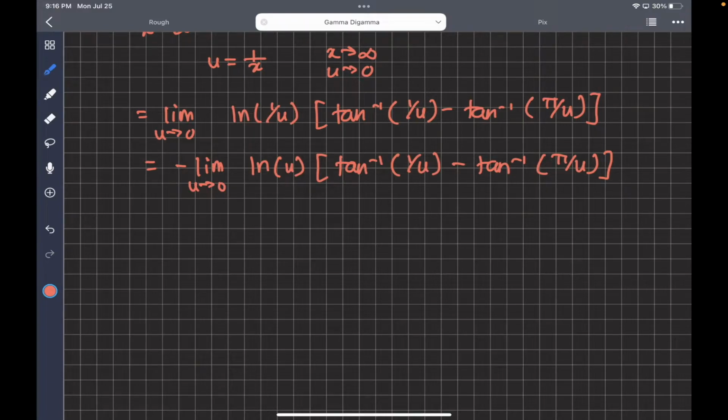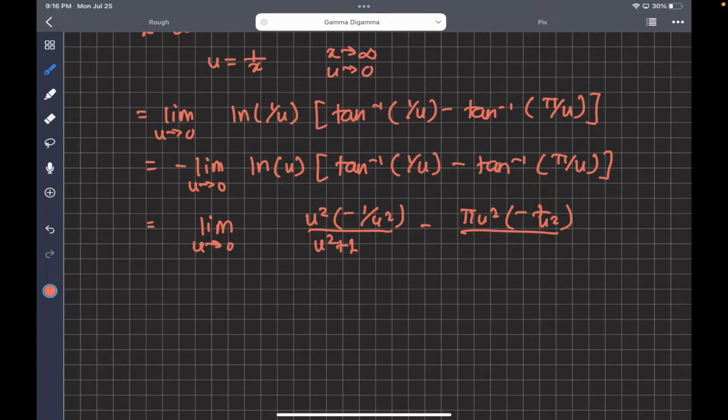The natural log can go in the denominator as 1 over the natural log, and then we can use L'Hopital's rule to directly get limit as u goes to 0 of u squared minus 1 over u squared. I'm using the chain rule because I have to differentiate the inverse tangent of 1 over u, squared plus 1 minus pi u squared times negative 1 over u squared over pi squared plus u squared. I'm skipping over lots of algebra.